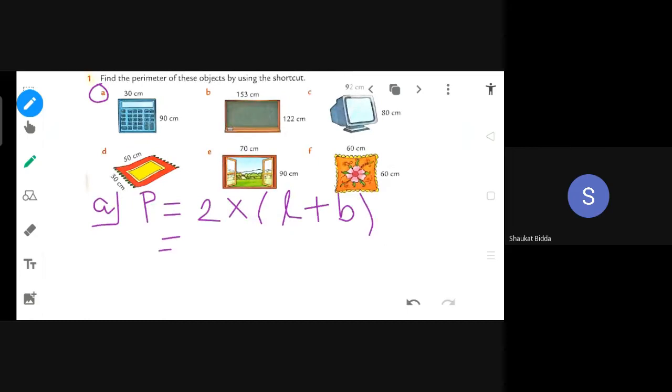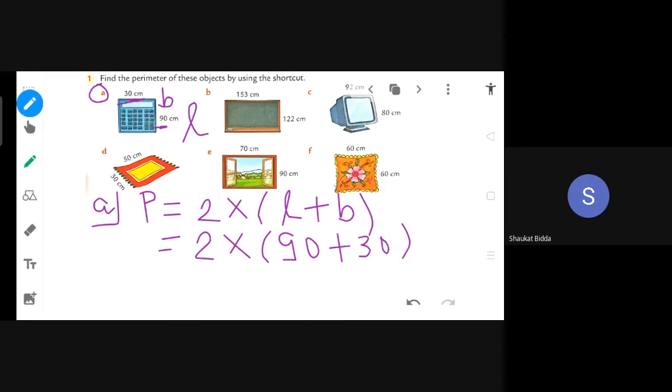Now again repeat. Yes, ma'am. 30 plus 90 is equal to 120. Then we will double it. And we have to take which number we will write here first instead of length. And length is always longer than breadth. So instead of L, length is 90 and 30 is breadth. So this one is length, this one is breadth.